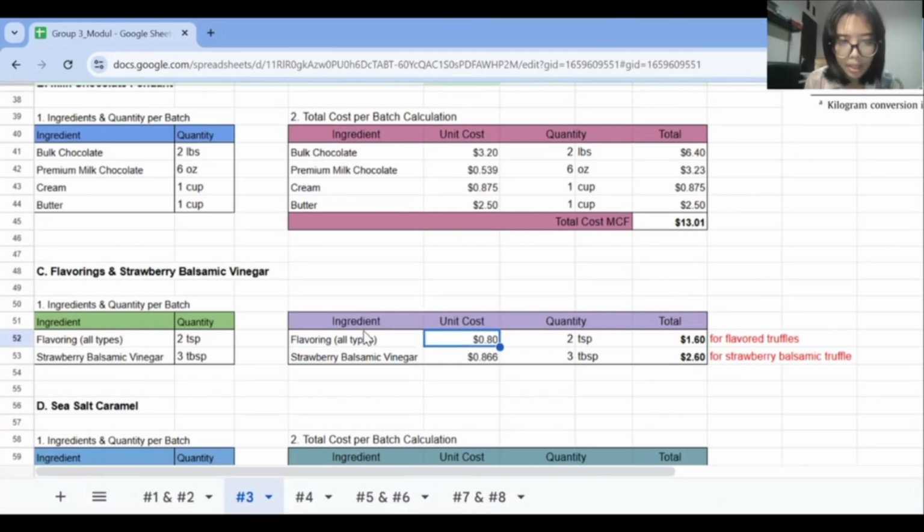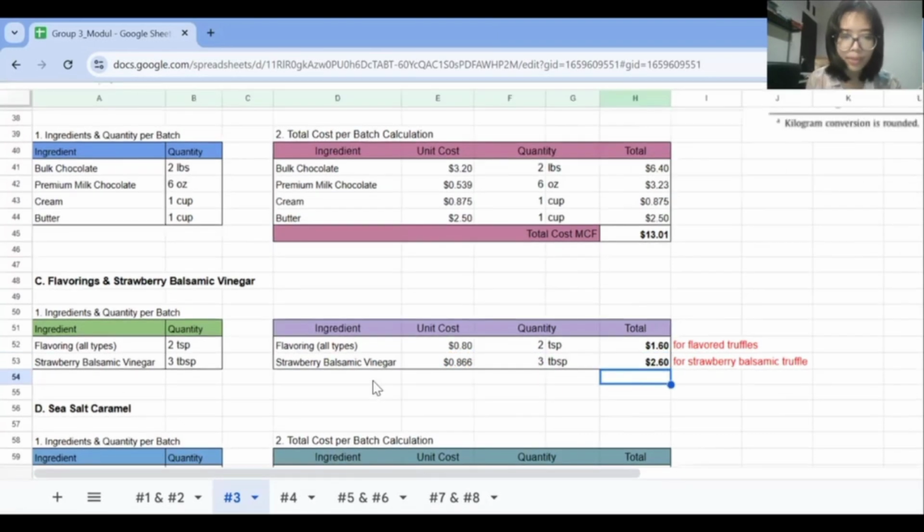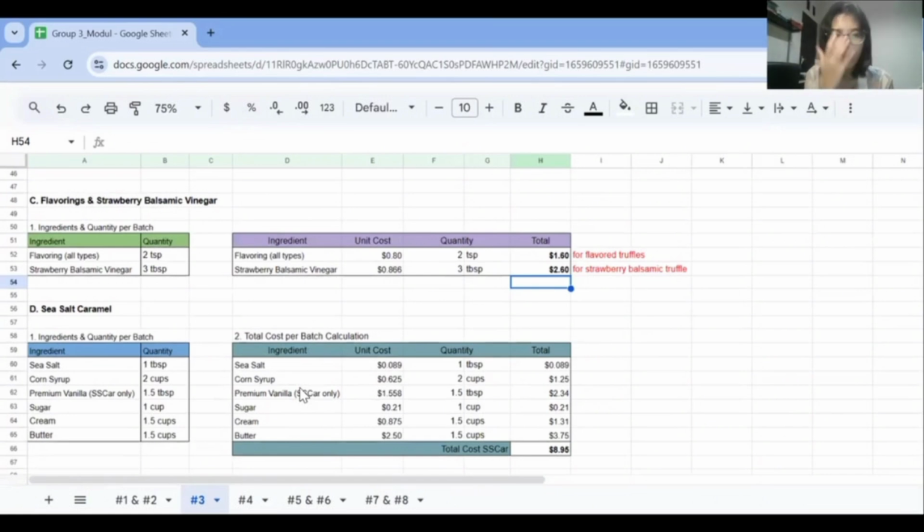Here, we know the ingredients, we know the unit cost, just identify it in the unit cost table, and you will get it here. If you want to make the flavored truffles, you will need the total of this, the flavoring, this times this. You get $1.60. If you want to make a strawberry balsamic truffle, you will need to calculate the strawberry balsamic vinegar, which is this times this, and you will get $2.60, like that. Simple, right?